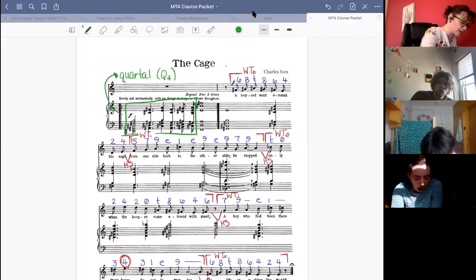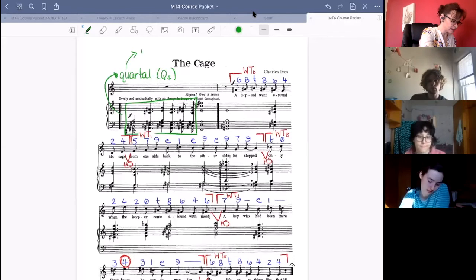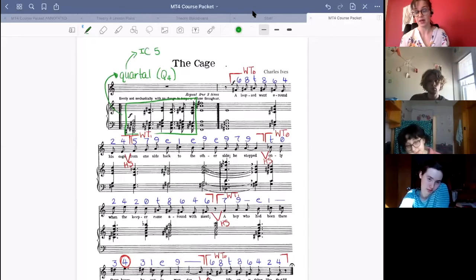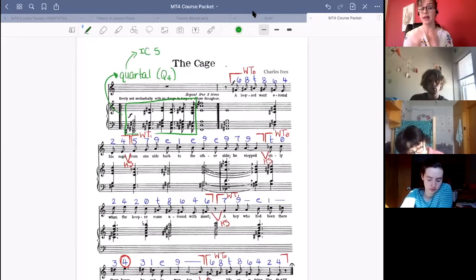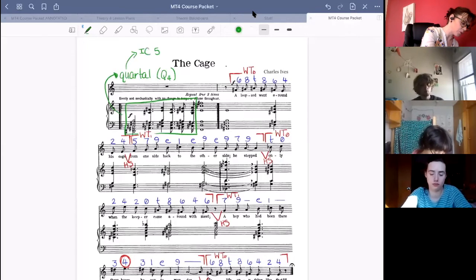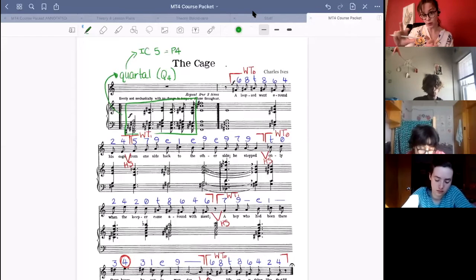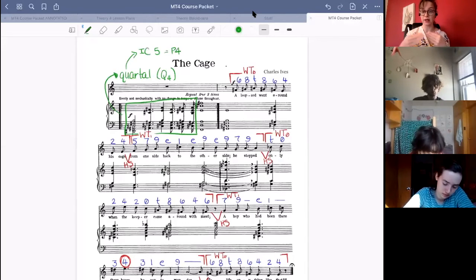These particular harmonies are generated by interval class 5. So if you remember from Monday's lecture, we talked about pitch classes. We also talked about interval classes. Interval classes are just a fancy way of saying how many semitones. And interval class 5 is equal to what we in tonal music refer to as a perfect fourth. So every single one of these harmonies in the green box is generated by IC5. It is generated by stacking an interval class 5 over the next note.